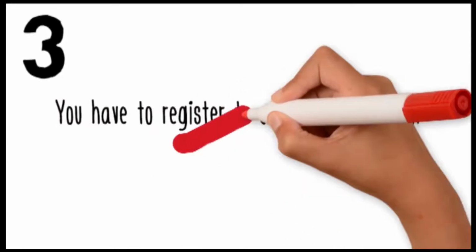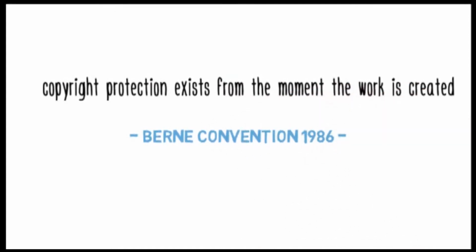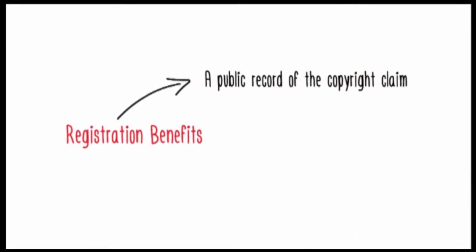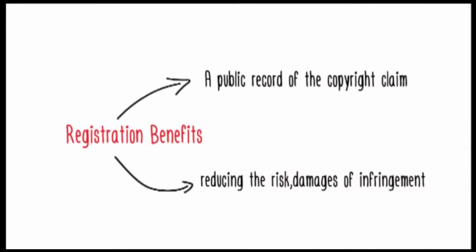Three. You have to register to copyright your work. Artists and writers are often surprised to learn that copyright is automatic. This principle was first laid down in the Berne Convention of 1886, that is, copyright protection exists right from the moment the work is created, and nothing needs to be done to claim copyright protection. But formal registration brings some significant benefits. It establishes a public record of the copyright claim, reducing the risk and damages of infringement, especially when a rights transfer or exploitation is made.